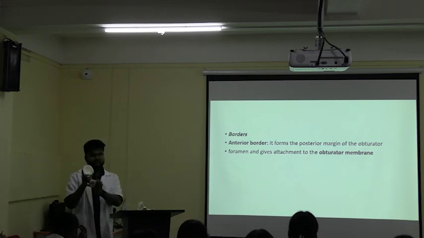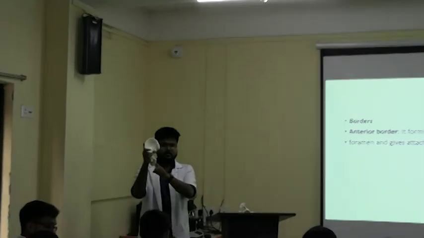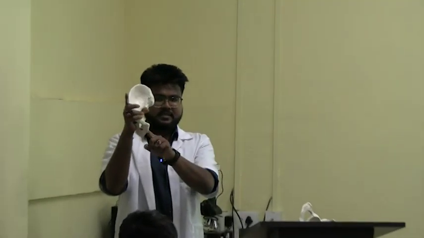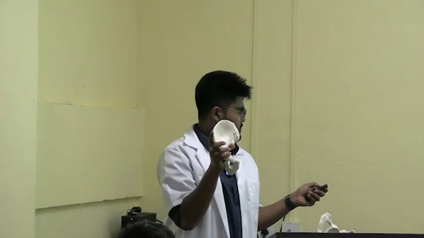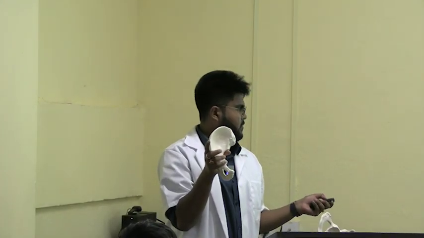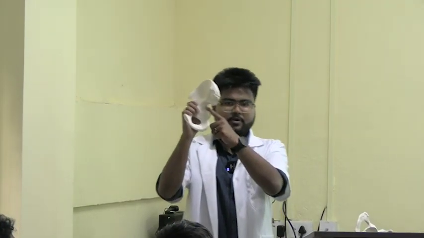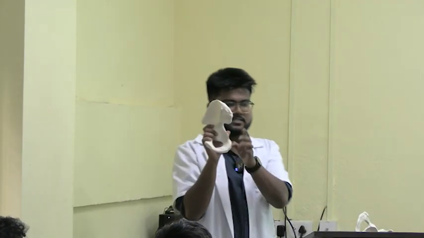Next the borders. This is the anterior border. Here the obturator membrane is present. So this is the anterior border, and this is the posterior border. Here the ischial tuberosity is present. And you can see in the posterior border one spine is present. This is called the ischial spine, because this is the ischium part and this is called the ischial spine.